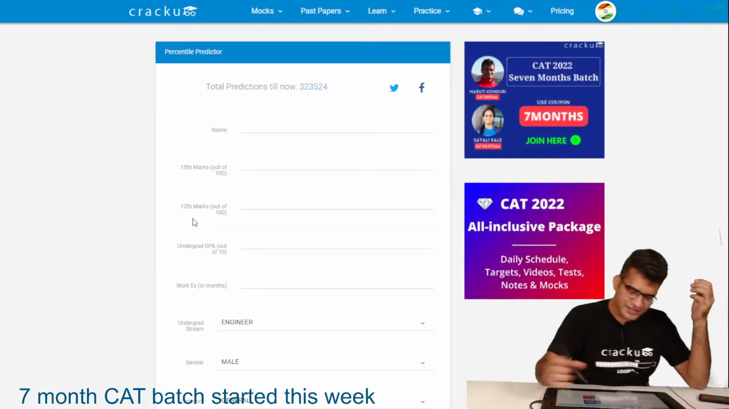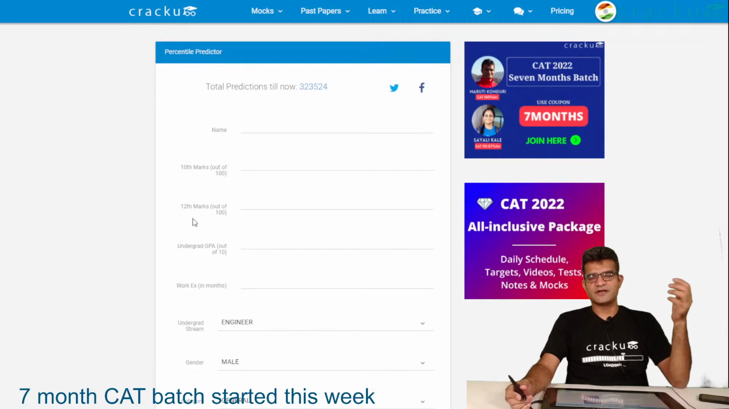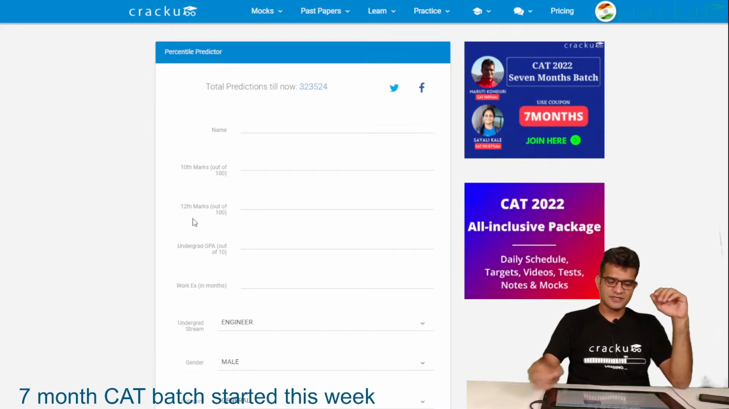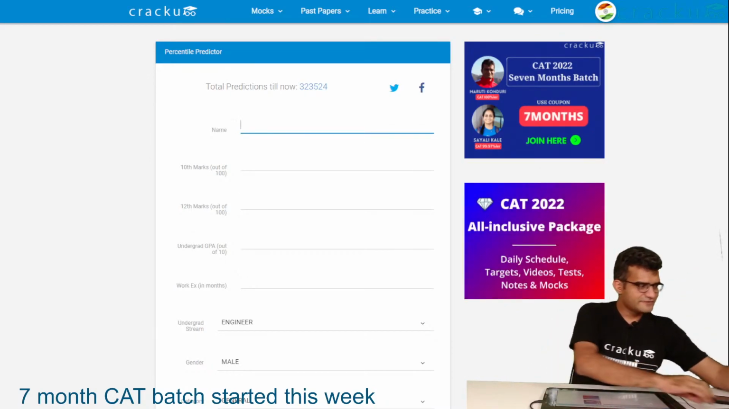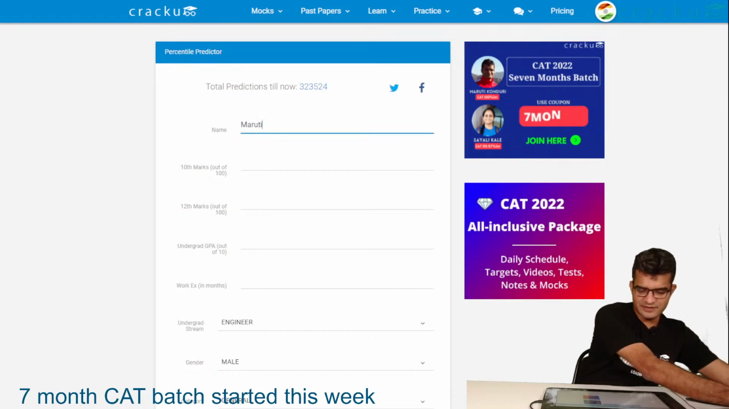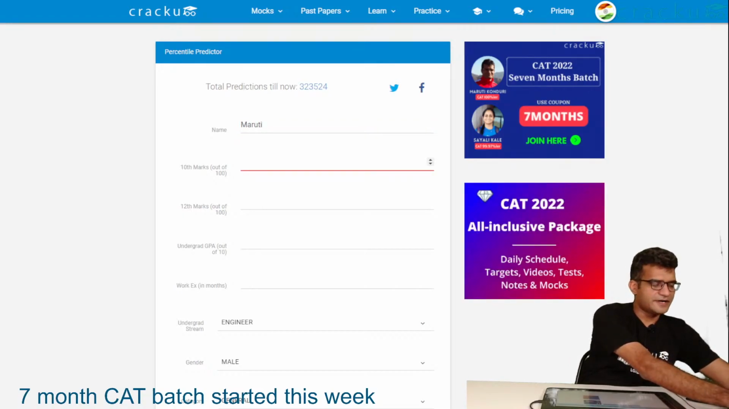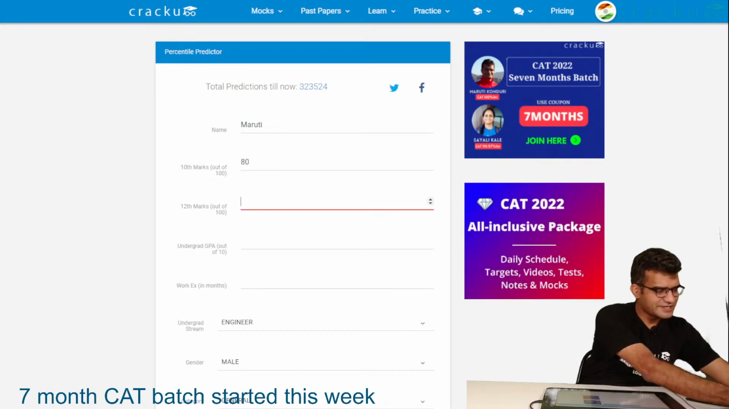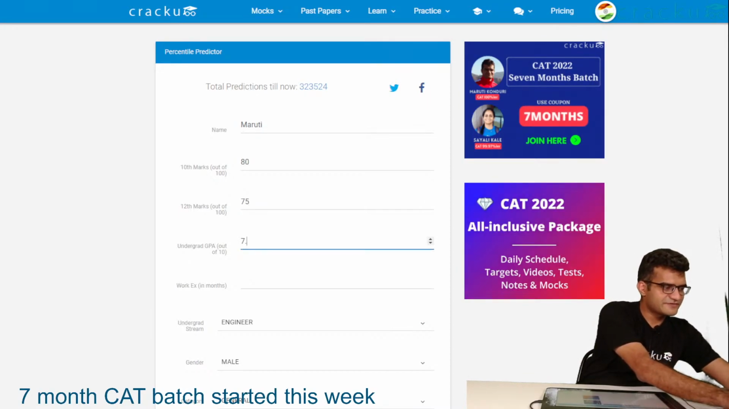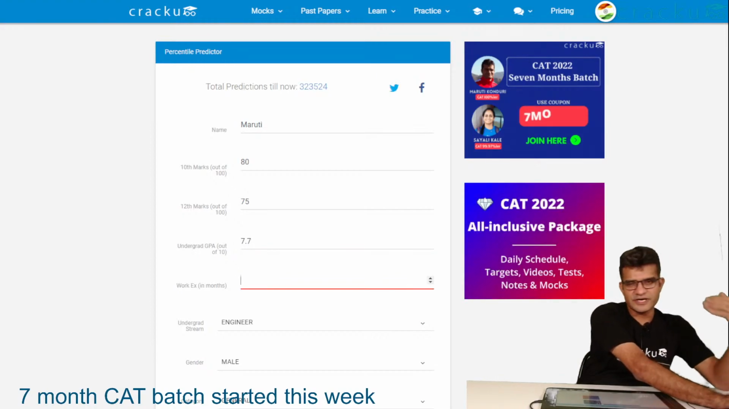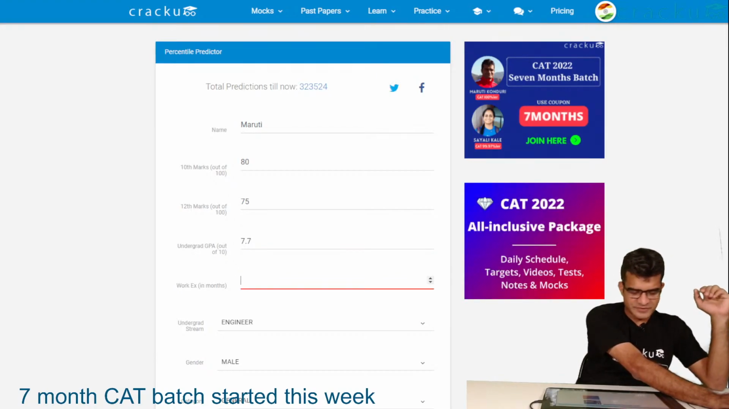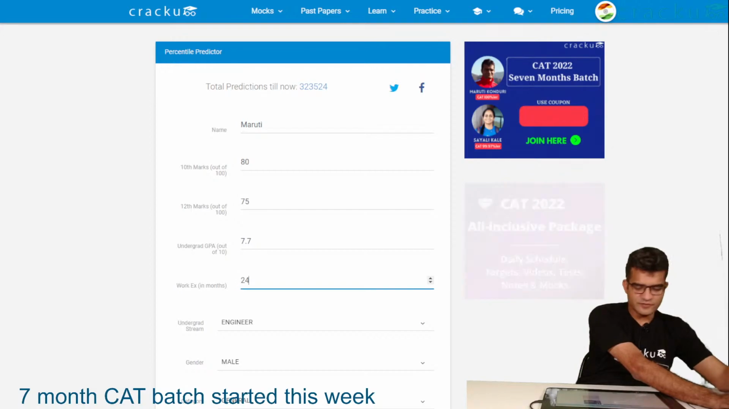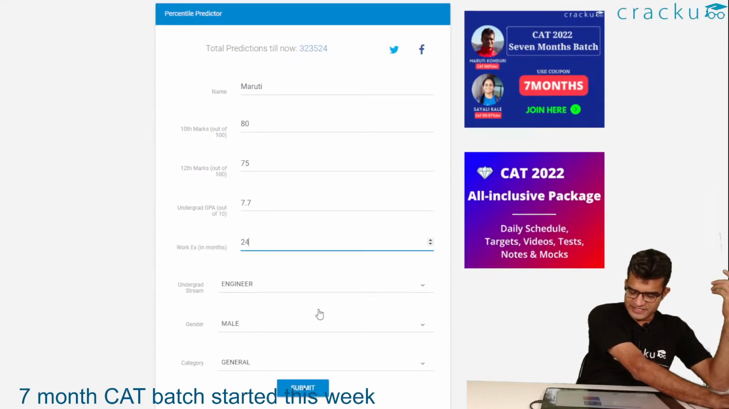Here you have to enter your details. You have to enter how much you scored in 10th and in 12th. For example, say I'm Maruti. Out of 100, my score is say 80. In 12th, say I scored slightly less, only 75. Undergraduate CGPA say 7.7. These are all random numbers that I'm putting so that you get a sense of how to use this tool. Work experience is say 24 months, I've worked for 2 years. I'm an engineer, general and male.